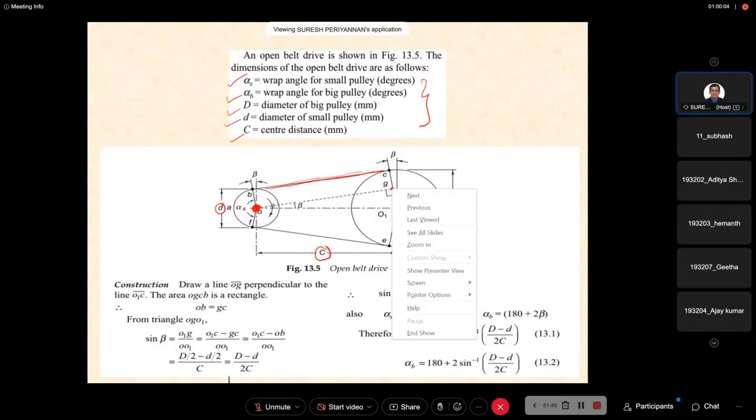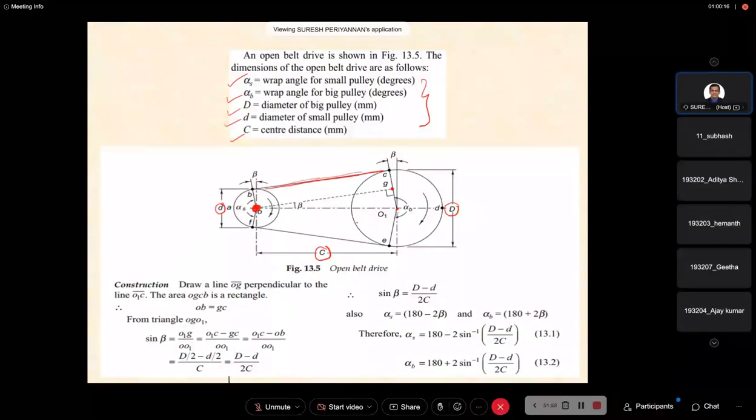That line must meet through this point. Then that concept we are now going to use to find the length of the belt. Once I have drawn the perpendicular parallel lines, OB is equal to GC here. This is OB.